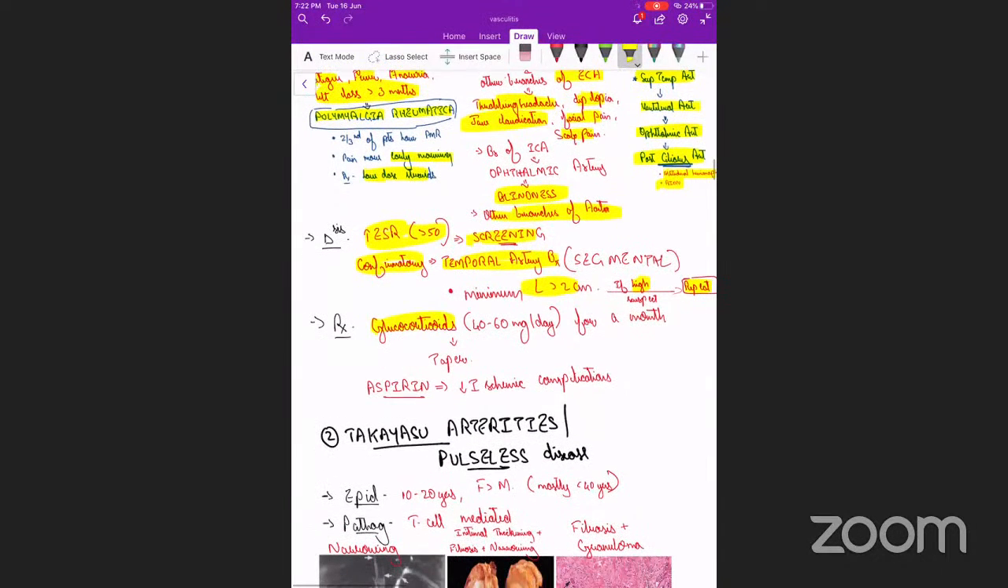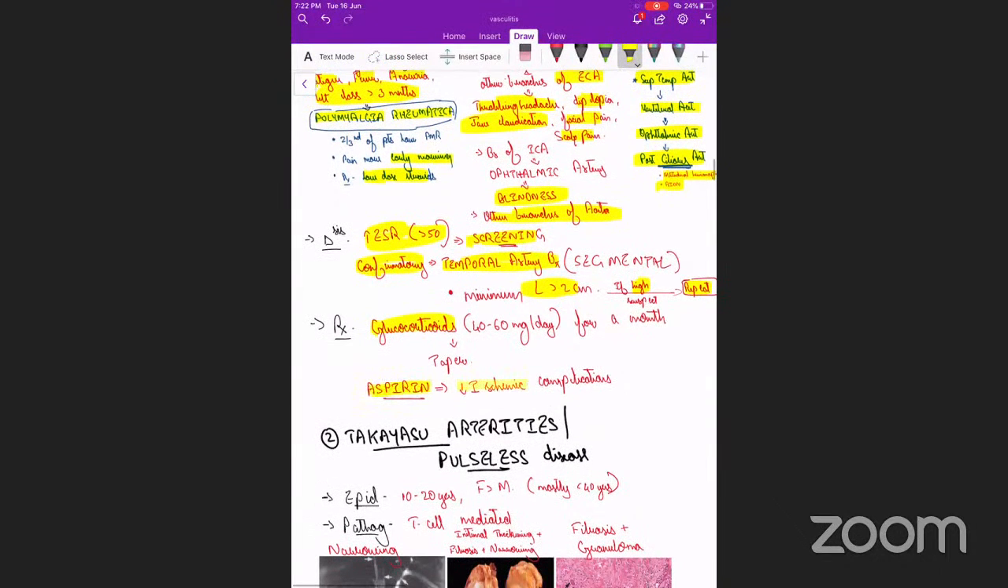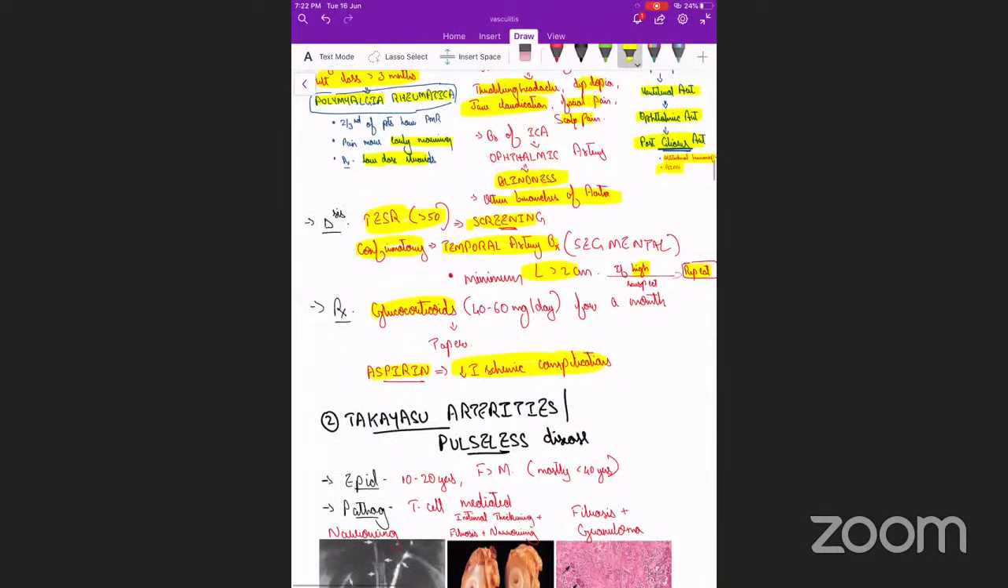The patient responds well to steroids. And we give aspirin as well to decrease ischemic complications, because there will be luminal narrowing. It can lead to ischemia. That's why we give aspirin.